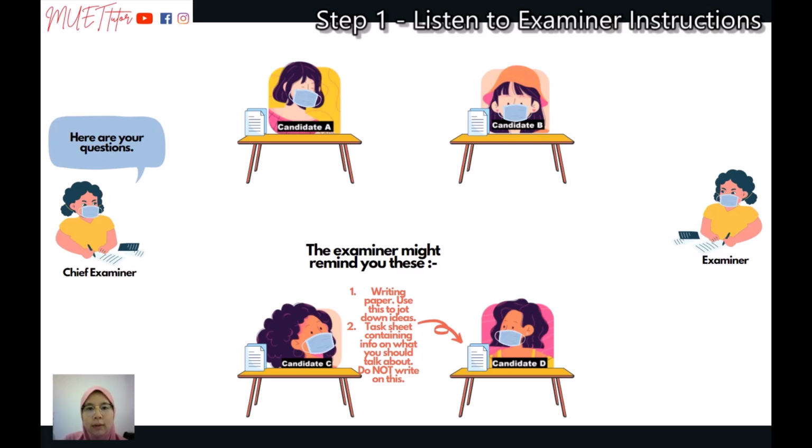The task sheet contains info on what you should talk about. Do not write on this. The writing sheet is for you to jot down keywords from the question and your ideas.